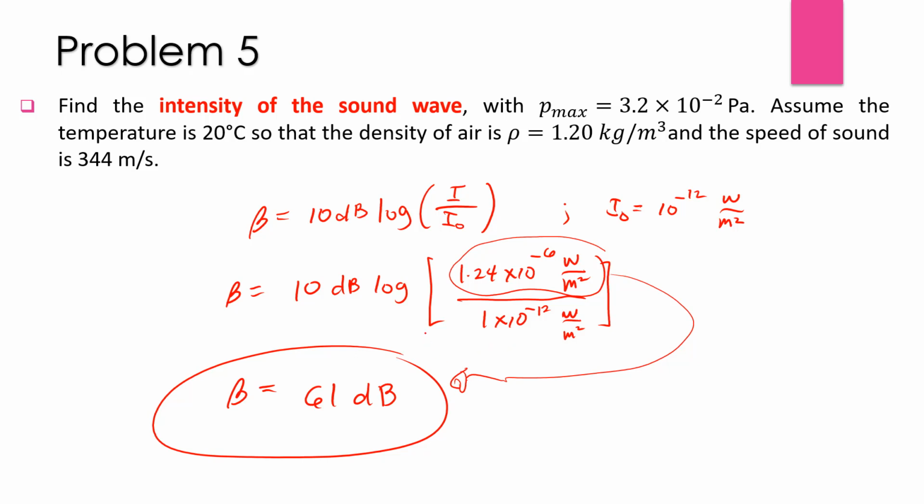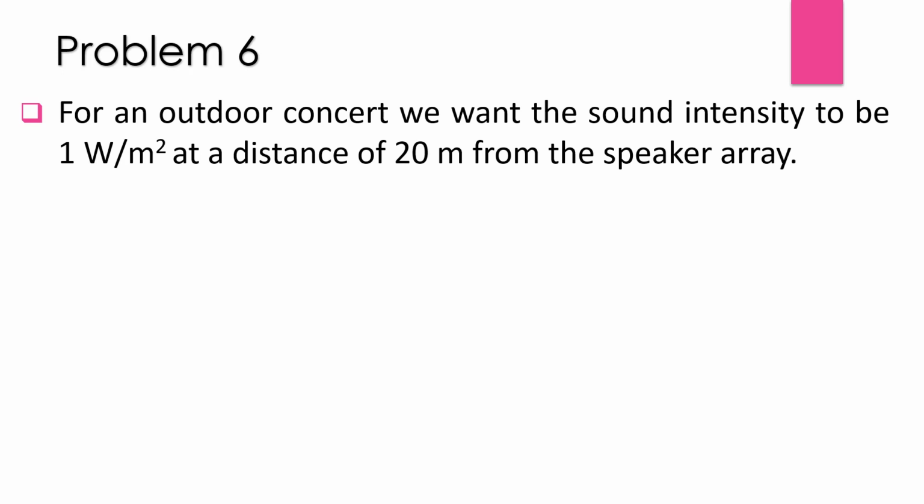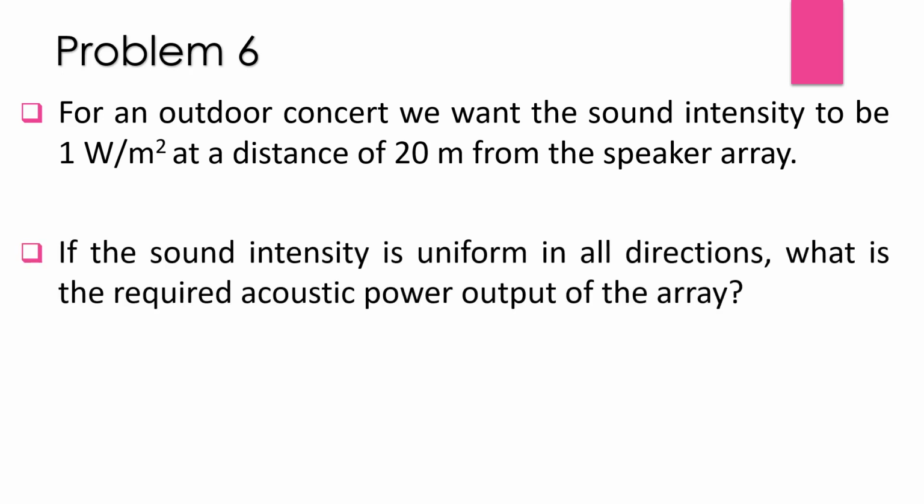Okay, so that intensity 1.24 times 10 to the minus 6 watts per meter square is equal to 61 decibel in decibel scale. For our next problem, for an outdoor concert, we want the sound intensity to be 1 watt per meter square at a distance of 20 meters from the speaker array. If the sound intensity is uniform in all directions, what is the required acoustic power output of the array?